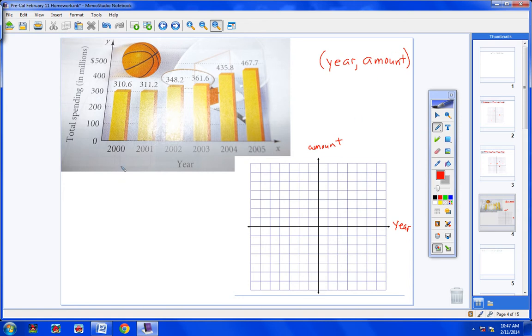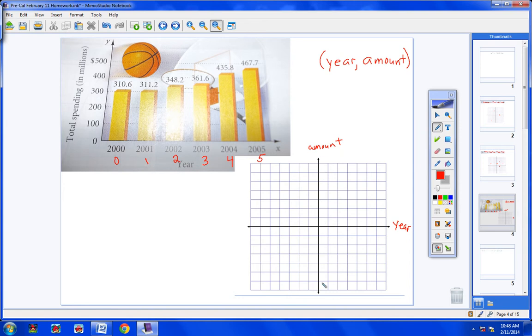Now, we could look at 2000 as a 0, 2001 as a 1, 2002 as a 2, 2003 as a 3, 2004 as a 4, and 2005 as a 5. We could look at the amount. It's already in millions, so 310, 311. We better put these increments here in increments of 100.